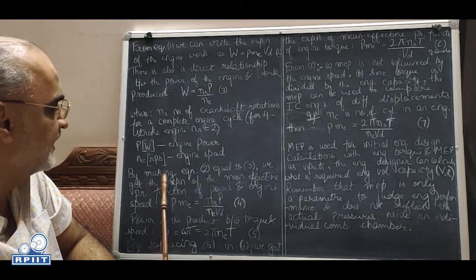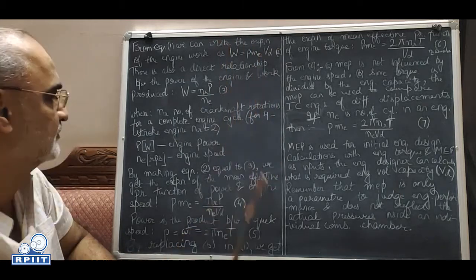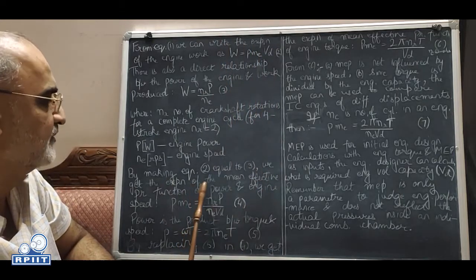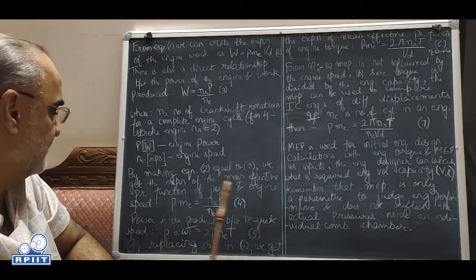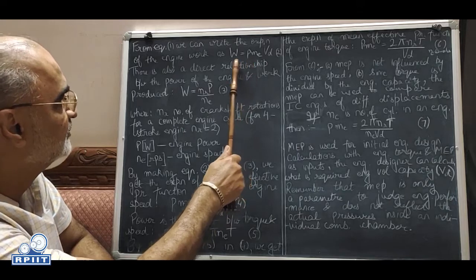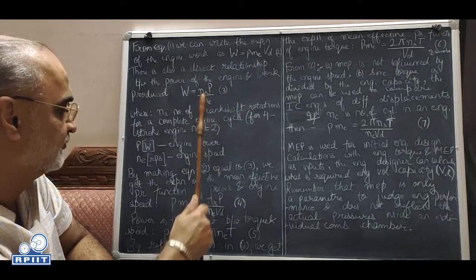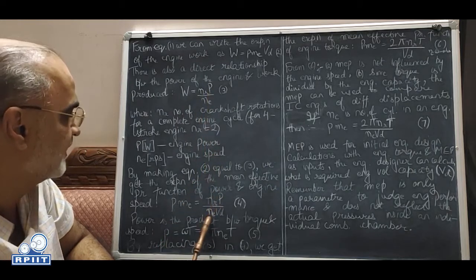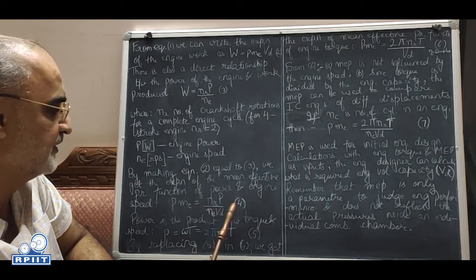So, by equating equation 2 and 3, we get the expression of the mean effective pressure as a function of power and engine speed. That is, PME is equal to nR P by NE, divided by VD. This we call expression 4.